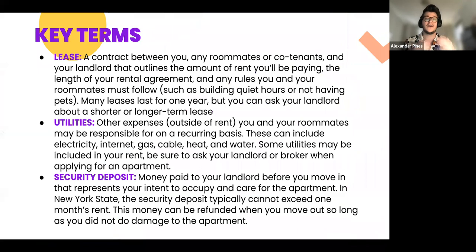And so starting off, what's a lease? This is a contract between you, your roommates, and the landlord. It will have a few key things in it, such as the length of your lease. This is very important. Most leases are a year long. In some cases, you can get a 2-year lease, and in some cases, you can get a 6-month or a 9-month lease, but typically it's a year long.